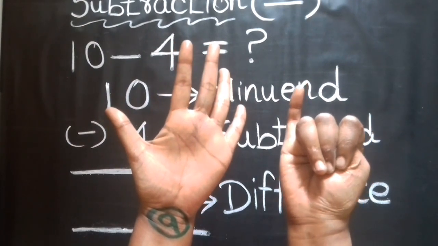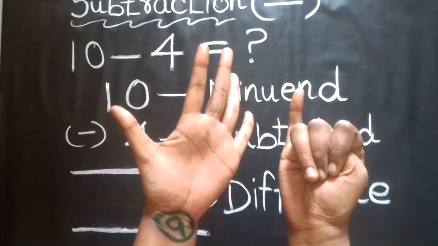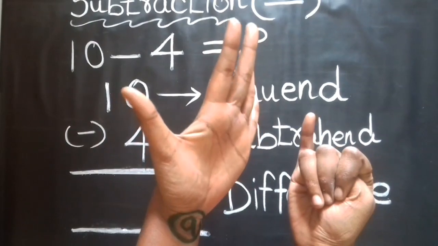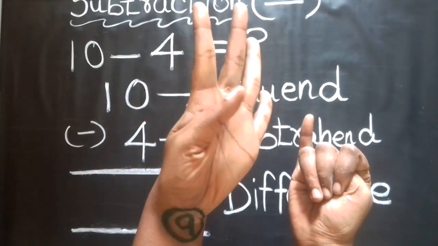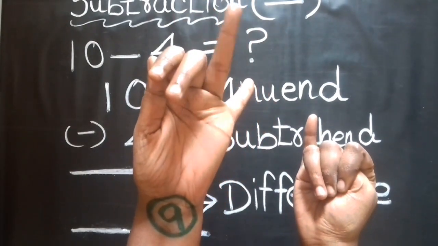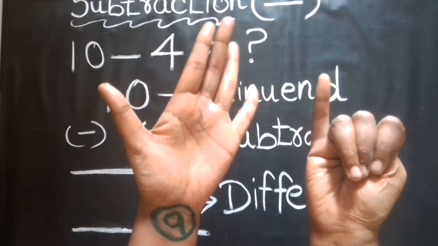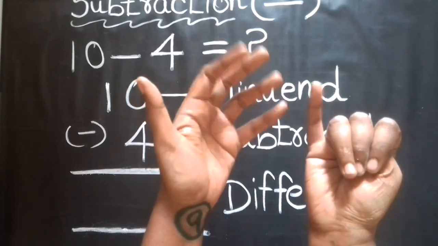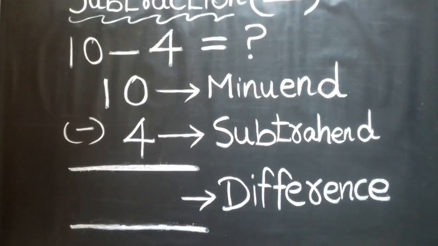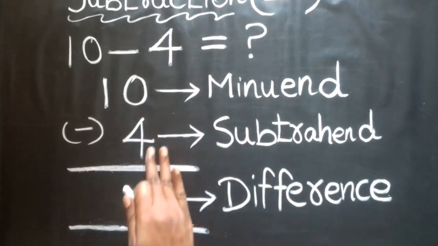So after folding 4 fingers, how many fingers are still standing? Now let us count. 1, 2, 3, 4, 5, 6. We have 6 standing fingers. So the difference between 10 and 4 is 6.